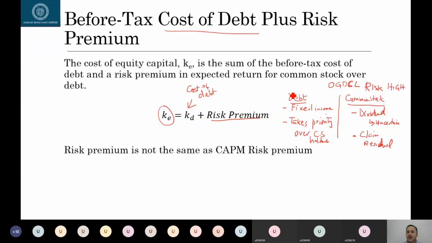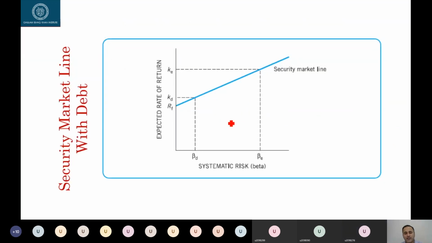So if the cost of debt for that particular company is 8%, of course you need a premium to buy their stock. I hope you see the link here. Since common stock is high in risk, it needs a premium over the cost of debt. If OGDCL's cost of debt is 8%, that is the cost of debt, but in order to buy their common stock, investors need a higher return. Let me show you on the next slide.